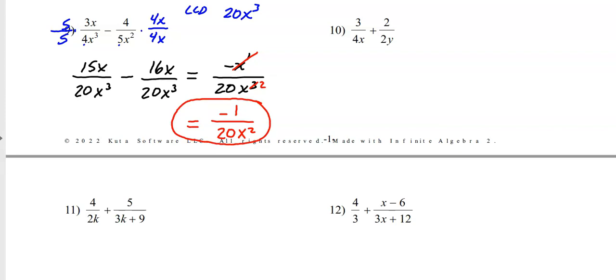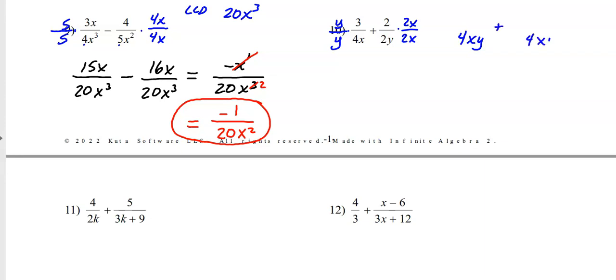All right, next one, number 10. 4x and 2y. Well, I'm looking to get over here an 8xy. Actually, I don't even have to go to 8. 4xy would work for those two. I think I could get a 4xy simply by multiplying this side by y over y and multiplying this side by 2x over 2x. And I think I'd be good to go.